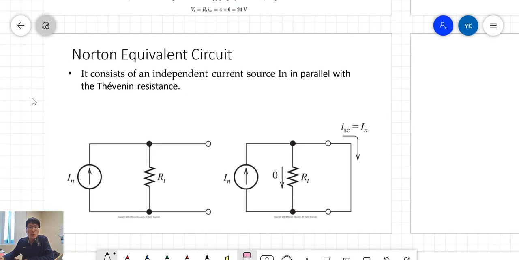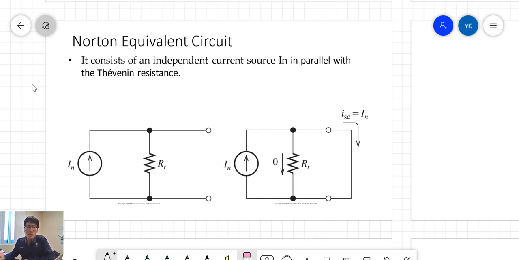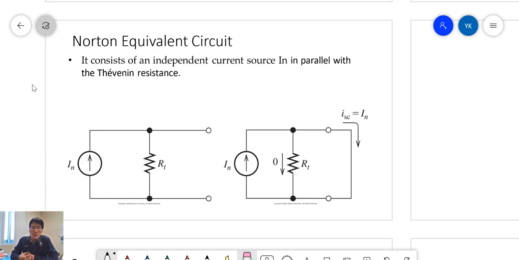Now let's move to the Norton equivalent circuit. The Norton equivalent circuit consists of an independent current source with one Thevenin resistance. So that's the basic concept. The two elements are connected in parallel.